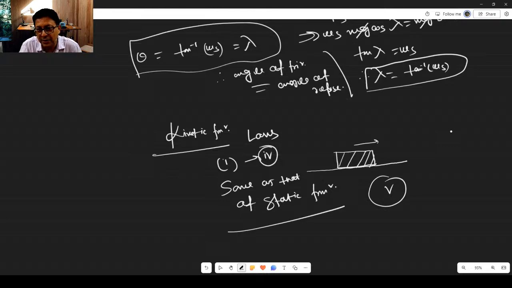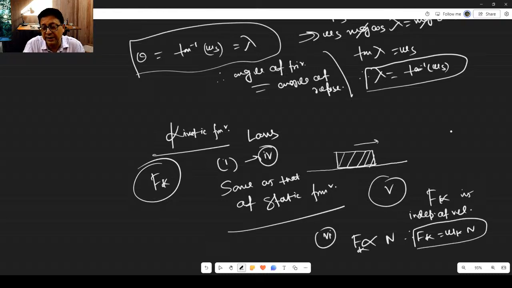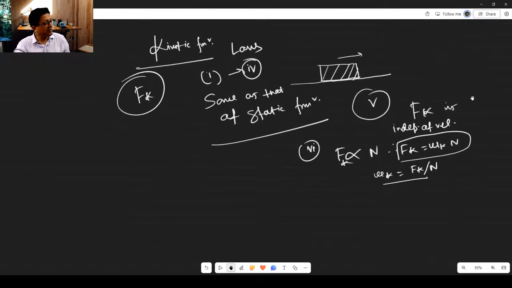What is the 5th law? The 5th law you will add there. Force of kinetic friction, if we take Fk, then Fk is proportional to N. This is true. And you will write that Fk is independent of velocity. And the 6th one, Fk proportional to N, so Fk equals mu k into N. So what will mu k be? Mu k is going to be Fk by N. Clear? So this I told last class.